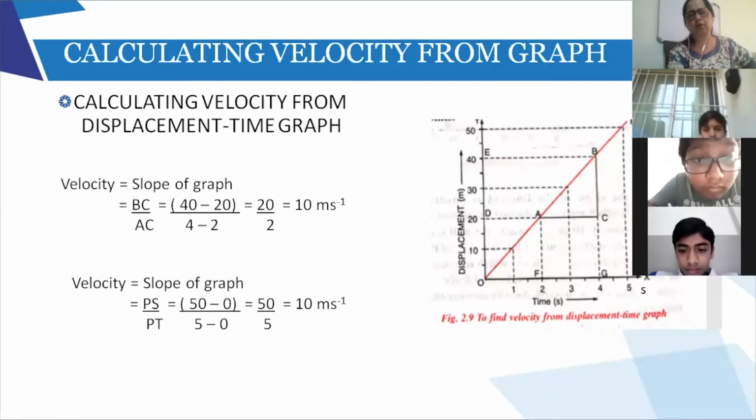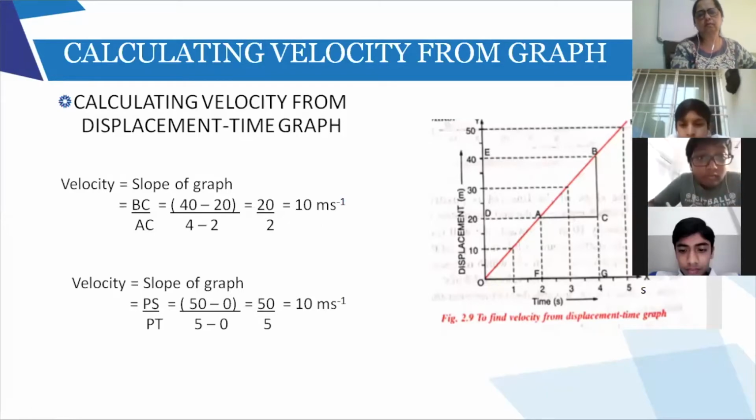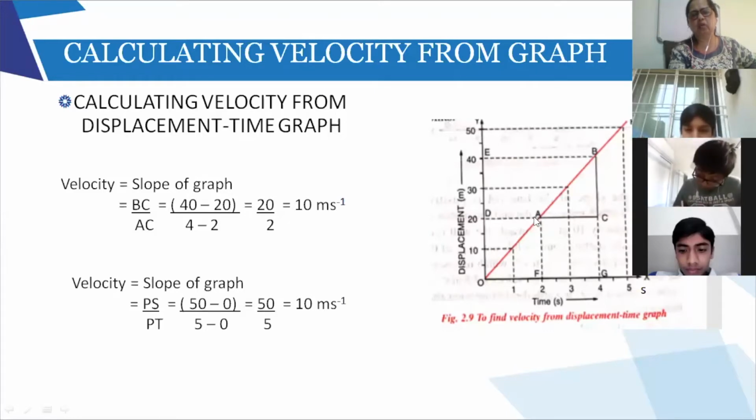Toshit, ask your doubt. Ma'am, but why is A's value only 20? We can take 10 also, no, ma'am? And then like that B. No, you cannot take 10 because where A is there, you go to the left hand side. Where is it meeting the y-axis? At 20. How can you take 10?